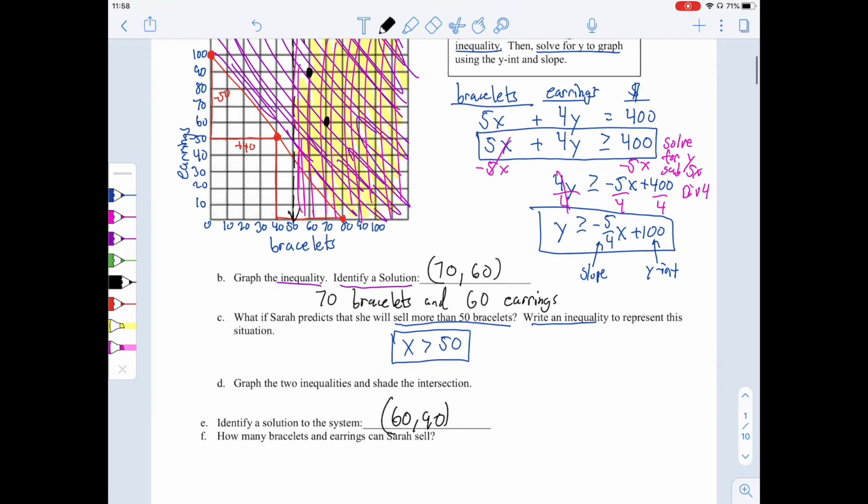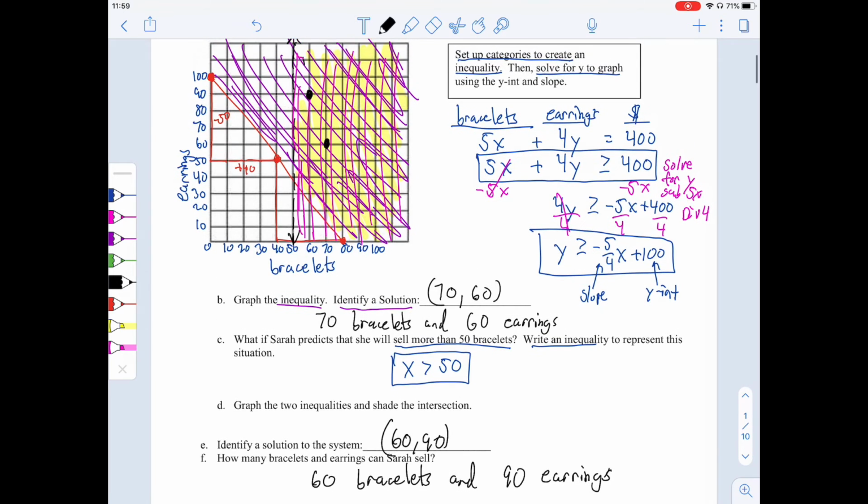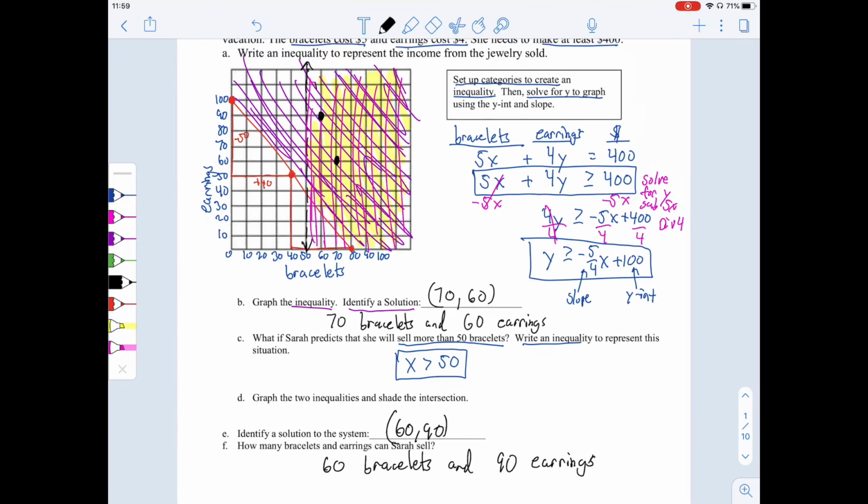So how many bracelets and earrings can Sarah sell? 60 bracelets and 90 earrings, right there. Anything within there works. You cannot choose anywhere in here because it's less than 50 bracelets, even though it's shaded, because it has to be shaded twice to be a solution.